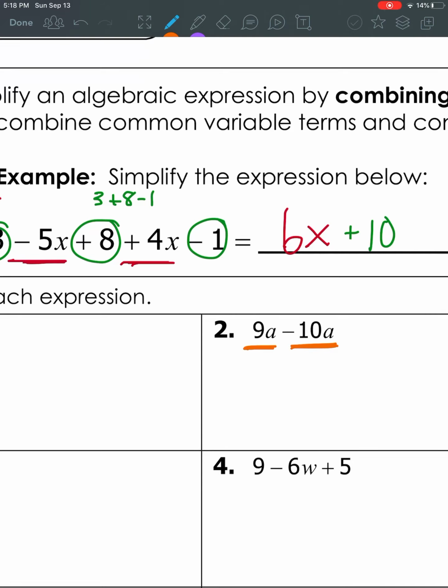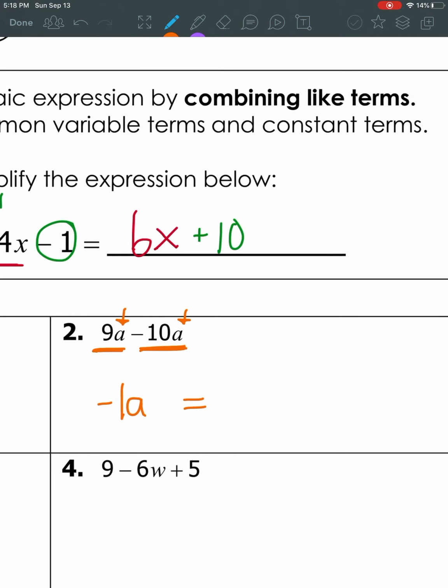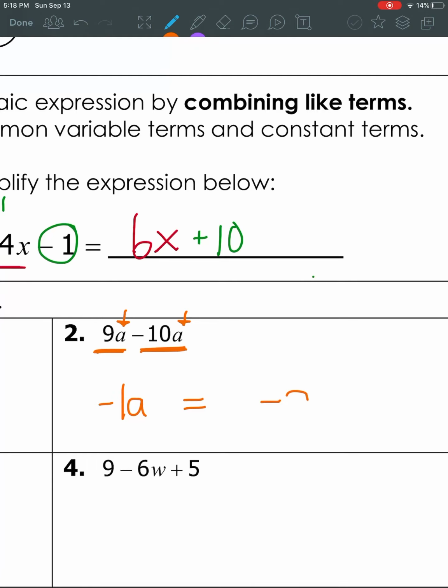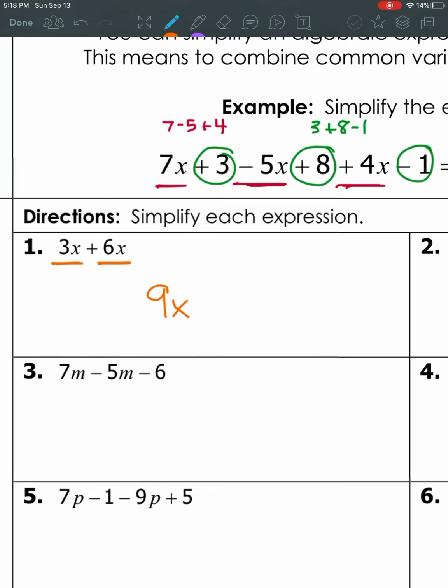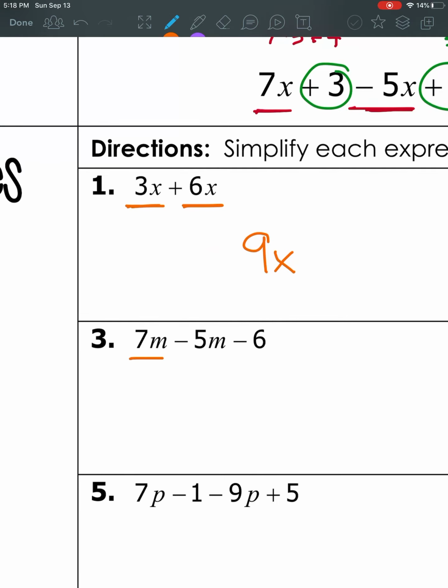Next one, 9a and then minus 10a. Both of those I'm underlining in the same color because they have the same variable. So 9 minus 10 is -1. -1a, we can write that without the 1. So negative a is the exact same thing as -1a. If we see a variable all by itself with no number in front of it, there's really an invisible 1 there. So we're going to simplify it to just -a, okay?